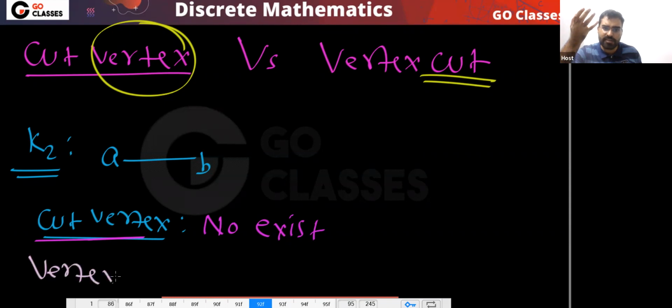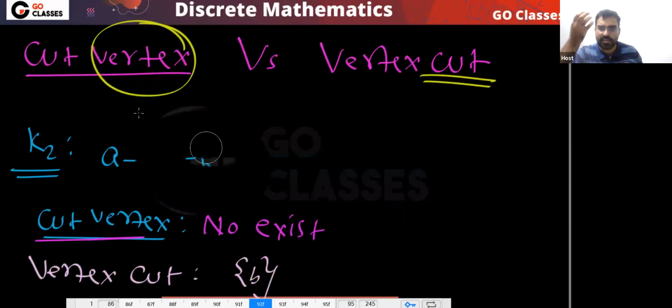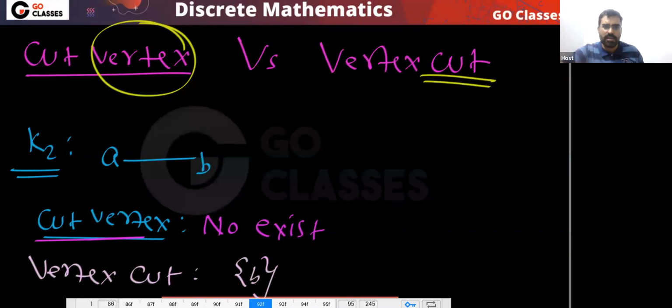But do we have a vertex cut? Yes, a single vertex. This will be the vertex cut because finally a single vertex will remain. This is also a vertex cut. Please tell me, did you understand the difference between cut vertex and vertex cut?